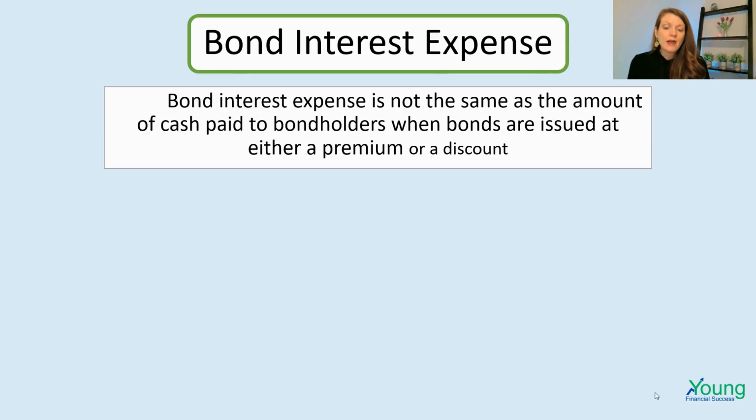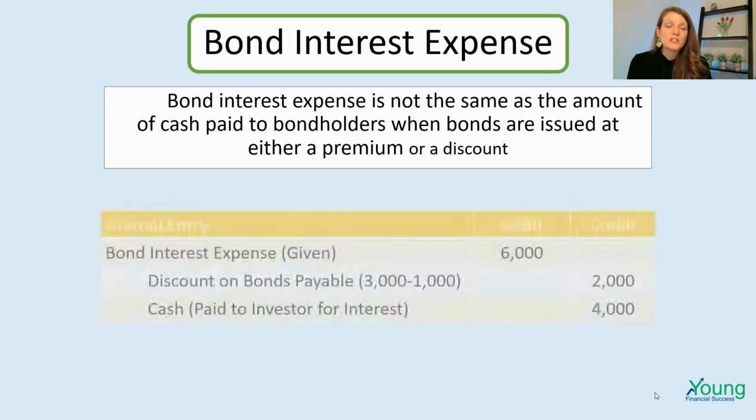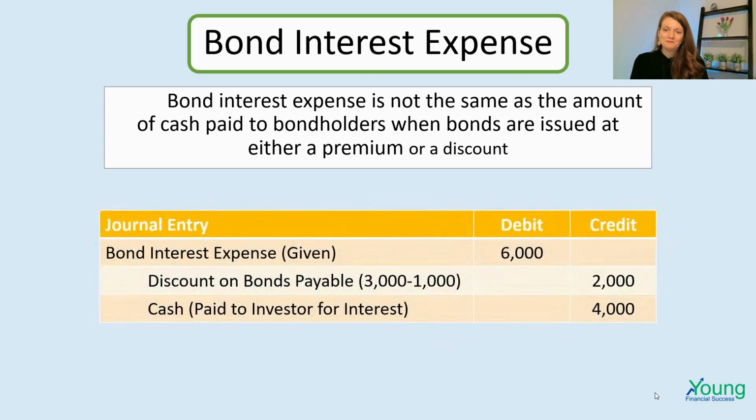The other thing we have to look at is under liabilities. It's the contra liability, or adjunct liability if it were a premium. But in this case, I apologize, it's a contra liability because it is a discount. So we saw it went from 3,000 to 1,000.